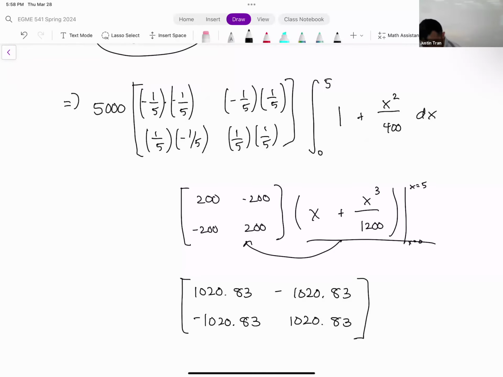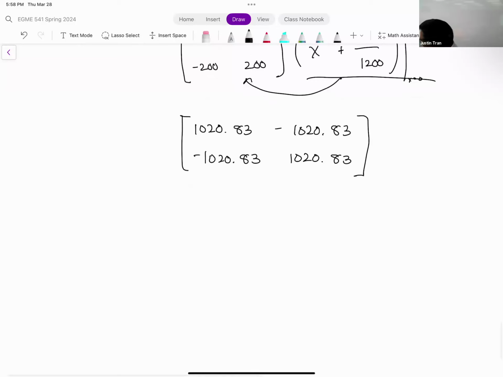Okay. All right, so before we move on to element 2, let's go ahead and compute our element forcing vector for element 1.